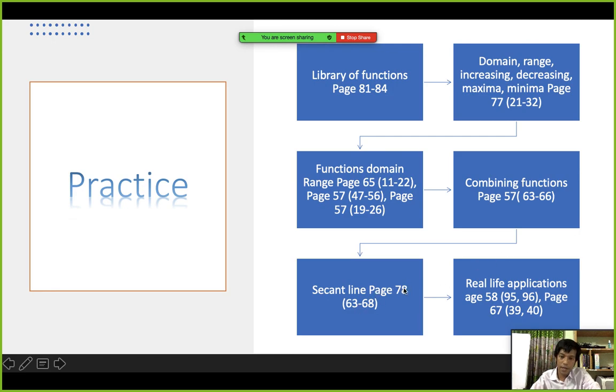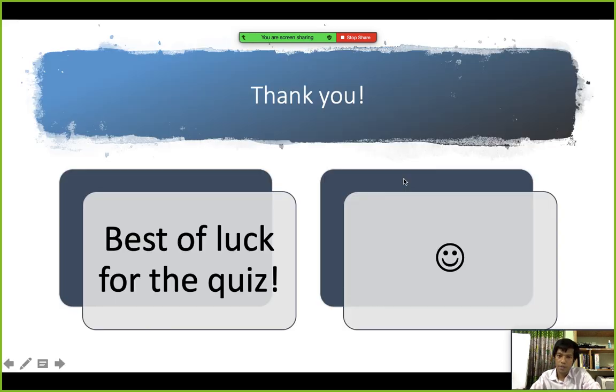Second, page 78 and questions 63 to 68. As you can see, there are 5 problems here. You can do 2-3 of them, whichever you think are difficult. It should be fine. These are the things that you should practice for your quiz.